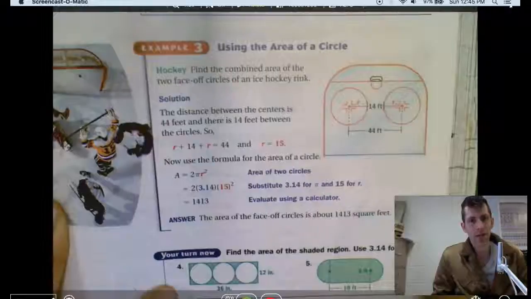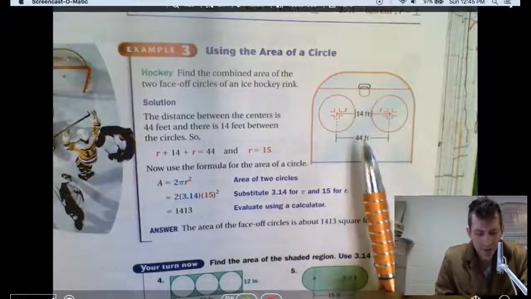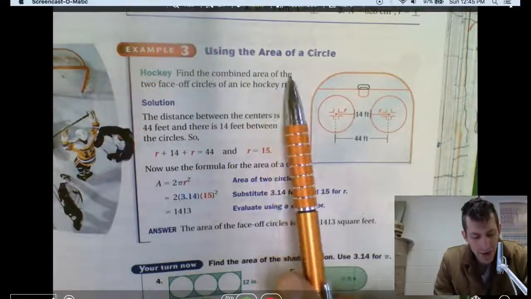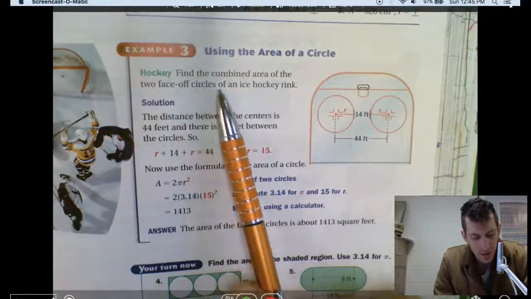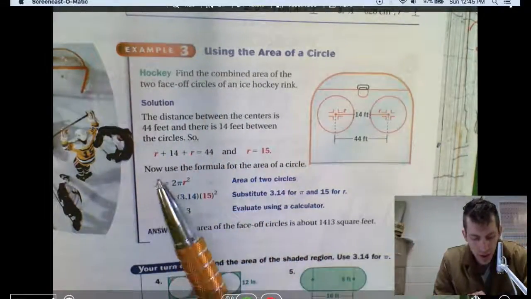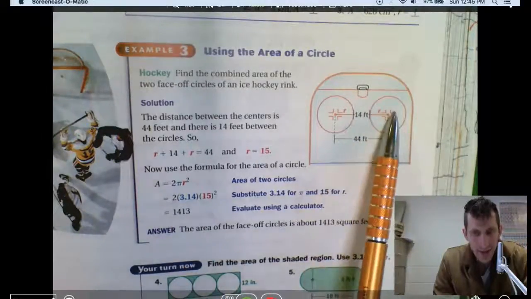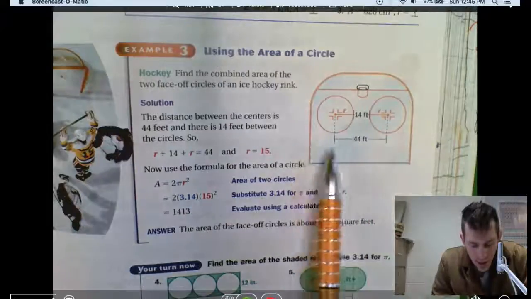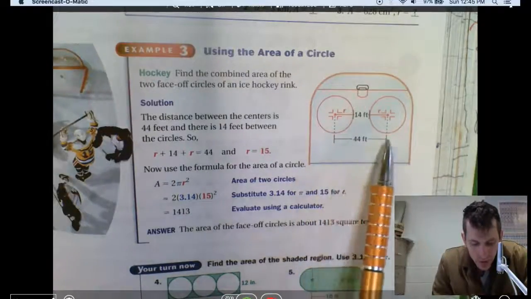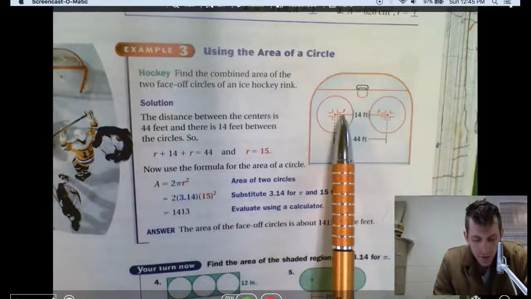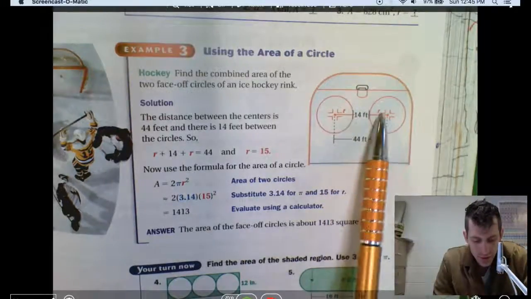All right. Now, let's just take a quick look at this problem. I don't know if we'll do it or not, but we'll see what they got going on here. Find the combined area of the two face-off circles of an ice hockey rink. So this circle and this circle, we need to find the combined area. There's 44 feet between the two centers. There's 14 feet here. How can you find the radius of each of these circles?